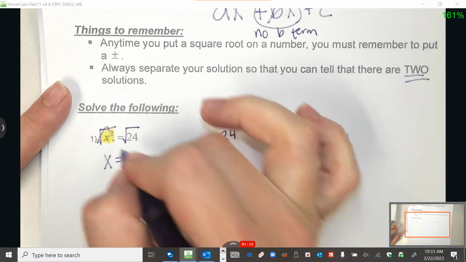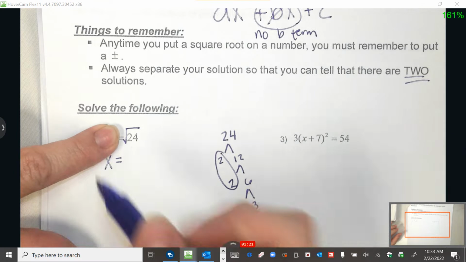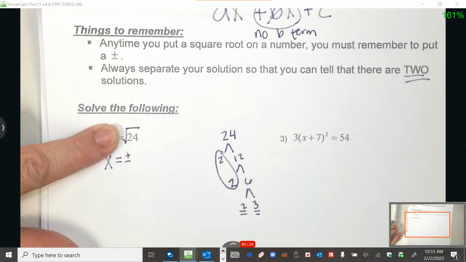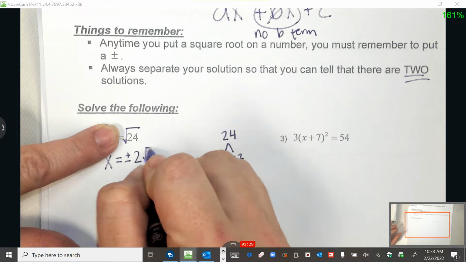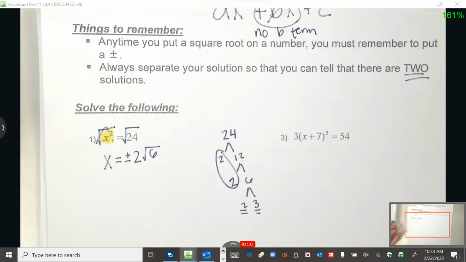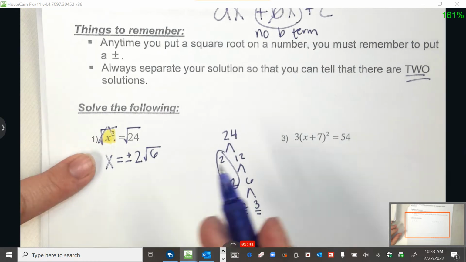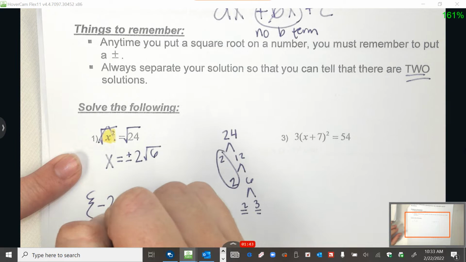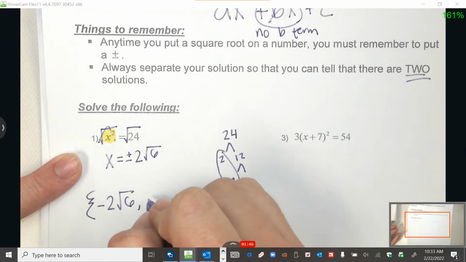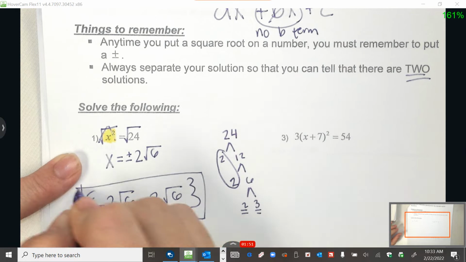Okay, so what I want you to realize too is anytime you take the square root of a number, didn't we take the square root of a number, 24? So I have to put a plus and a minus. I'm taking out a 2. And what's staying in the house? 3 and 2, which gives me 6. So the second point literally says always separate your solutions so that you see there are 2. Well, that's 2. One of them's negative. So you multiply the leftovers? And one of them's positive. Those are your 2 solutions.